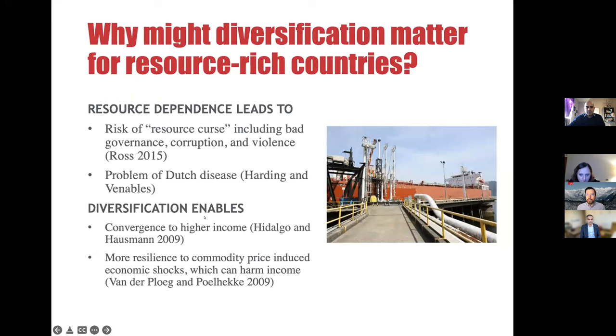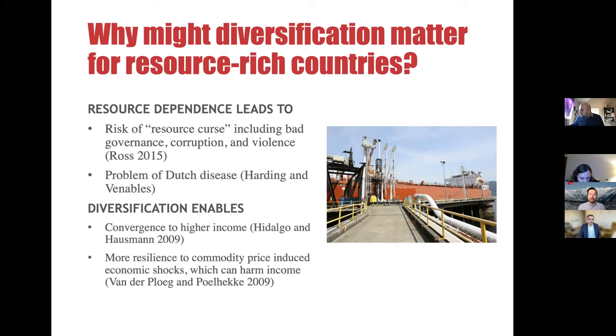So why might diversification matter for resource-rich countries? When you study resource-rich countries, the first thing that comes up often is the so-called resource curse, which includes bad governance, corruption, and violence. And pretty much any paper that looks into a policy solution for it will recommend almost as a first step that the country should diversify its economy as a way to get around that issue. It turns out there's less information and publications on the success of diversification and the enablers of that. So I've done a couple of recent papers on that that I'll describe a little bit.